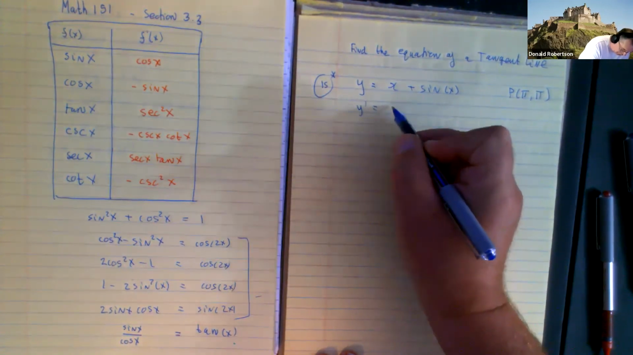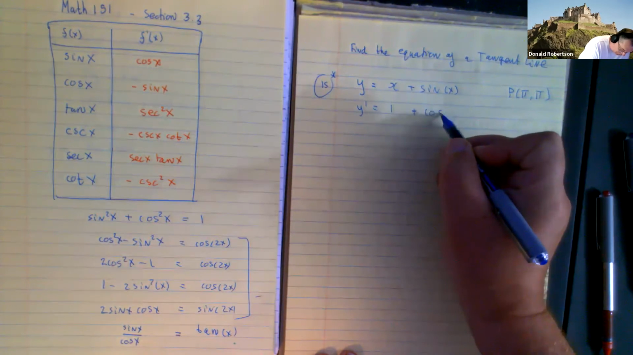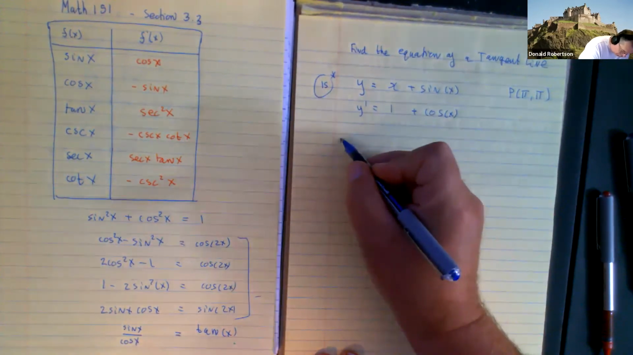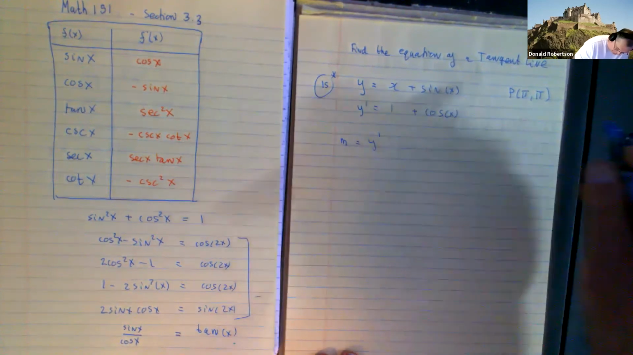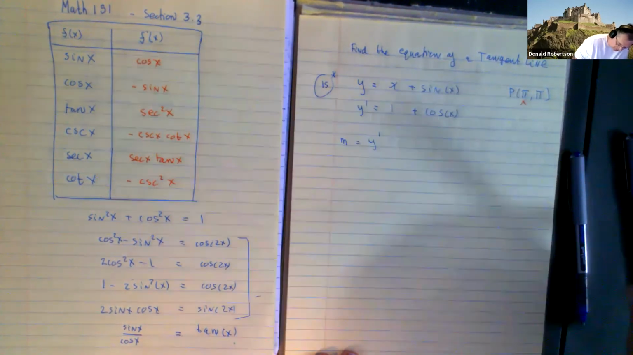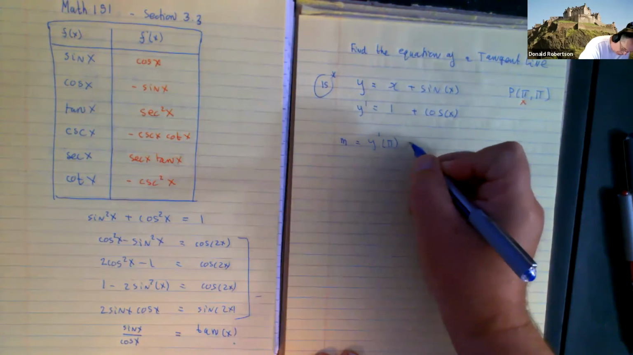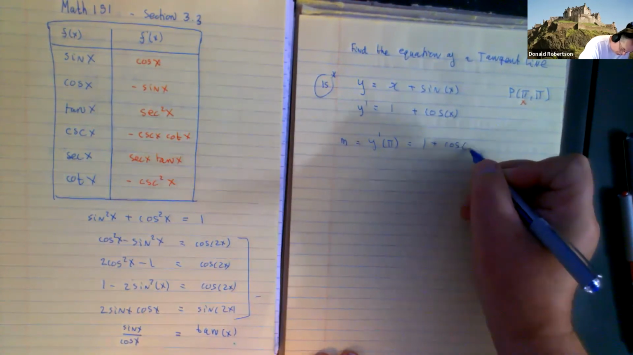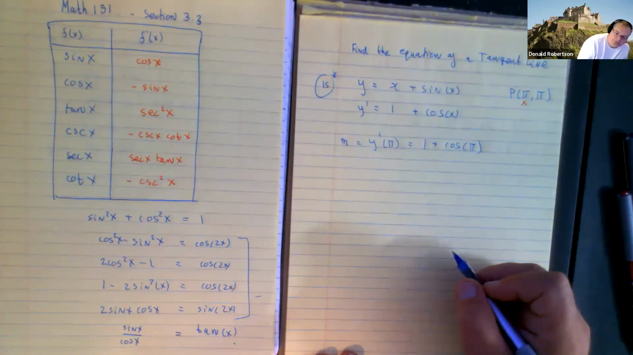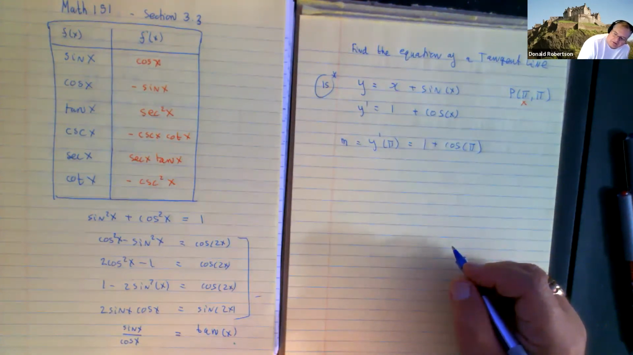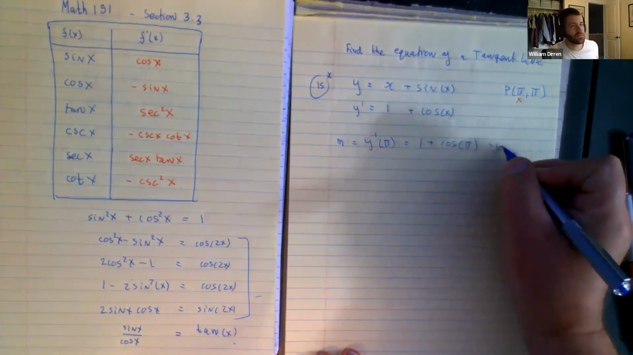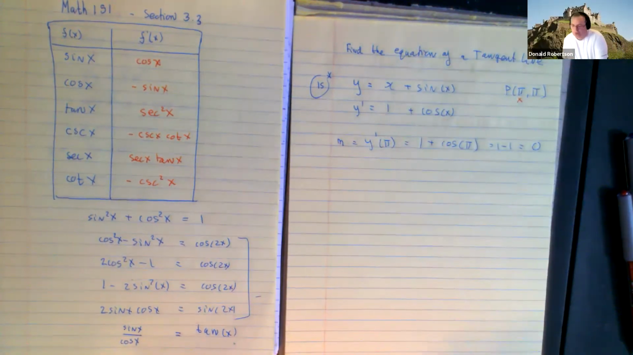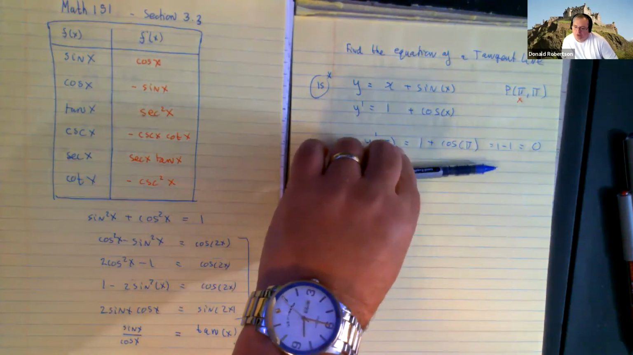Okay, differentiate, you get 1, differentiate, you get cosine of x. The slope of the tangent line will be the derivative at pi, which is going to be 1 plus the cosine of pi. What number is the cosine of pi? -1. Yeah. And no, it is not a mistake that the slope is 0. It's a special case. If the slope of the tangent line is 0, doesn't it mean the tangent line is just going to be a horizontal line?